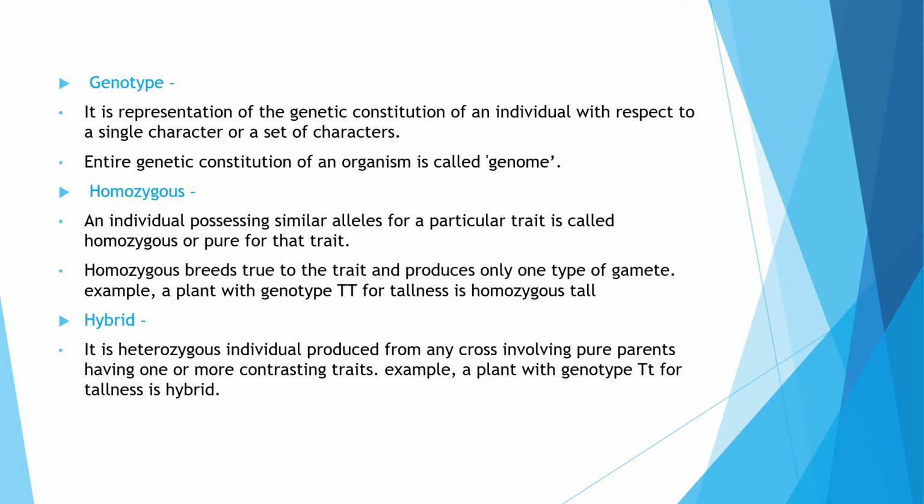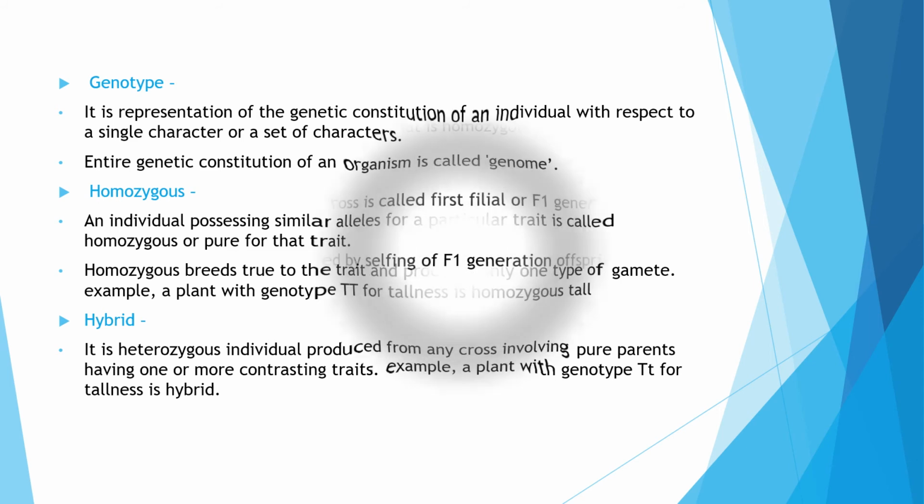Homozygous. An individual possessing similar alleles for a particular trait is called homozygous or pure for that trait. Homozygous breeds true to the trait and produces only one type of gamete. Example, a plant with genotype T T for tallness is homozygous tall. Hybrid. It is a heterozygous individual produced from any cross involving pure parents having one or more contrasting traits. Example, a plant with genotype T small t for tallness is hybrid.